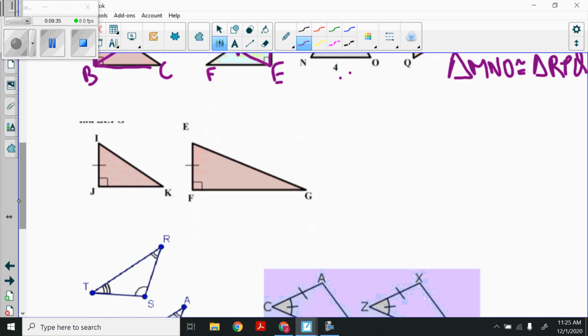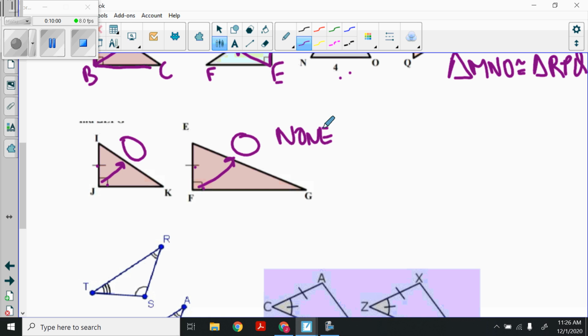Let's go down to the next one. Again, I notice that I have a right triangle, so I'm going to check hypotenuse leg. I have my right angle, I have a leg. I have a right angle, I have a leg. Go across. My hypotenuse is not marked. Nothing else is marked, so this is none. I don't know anything here.